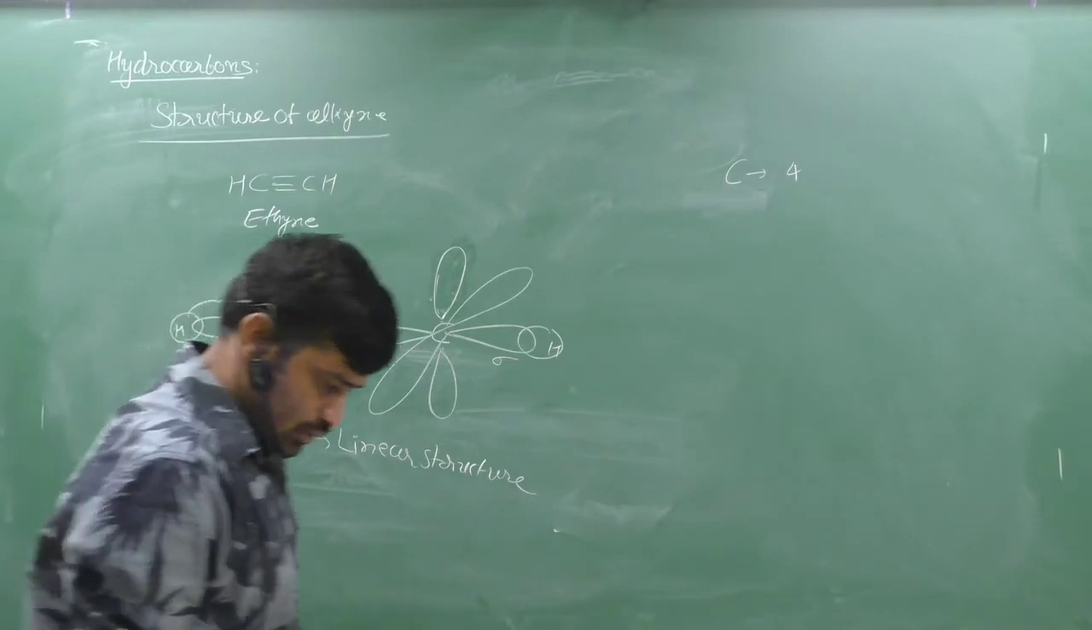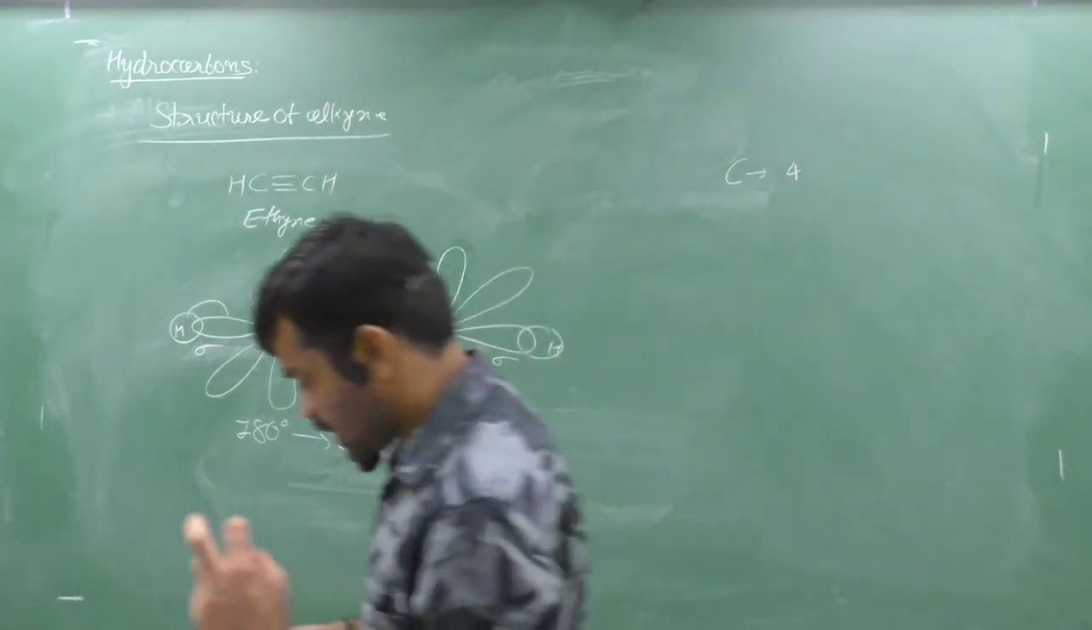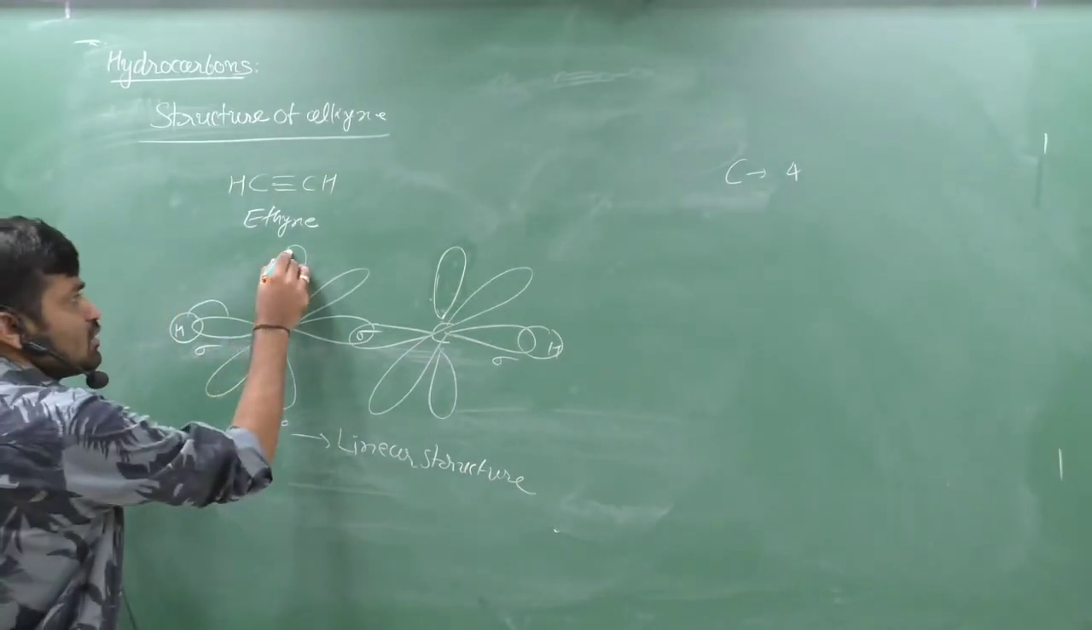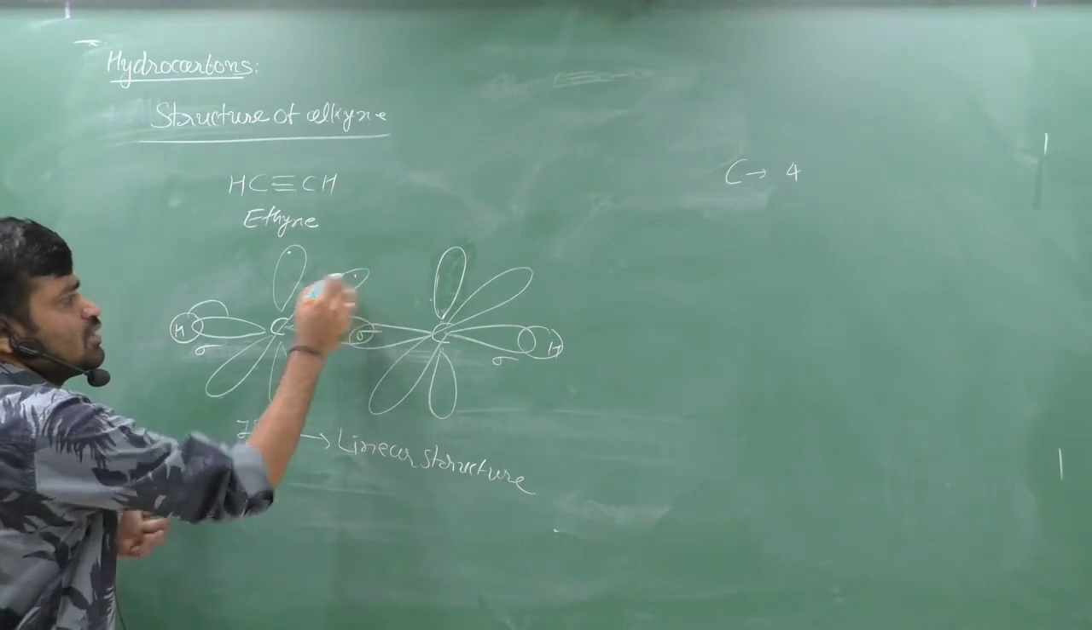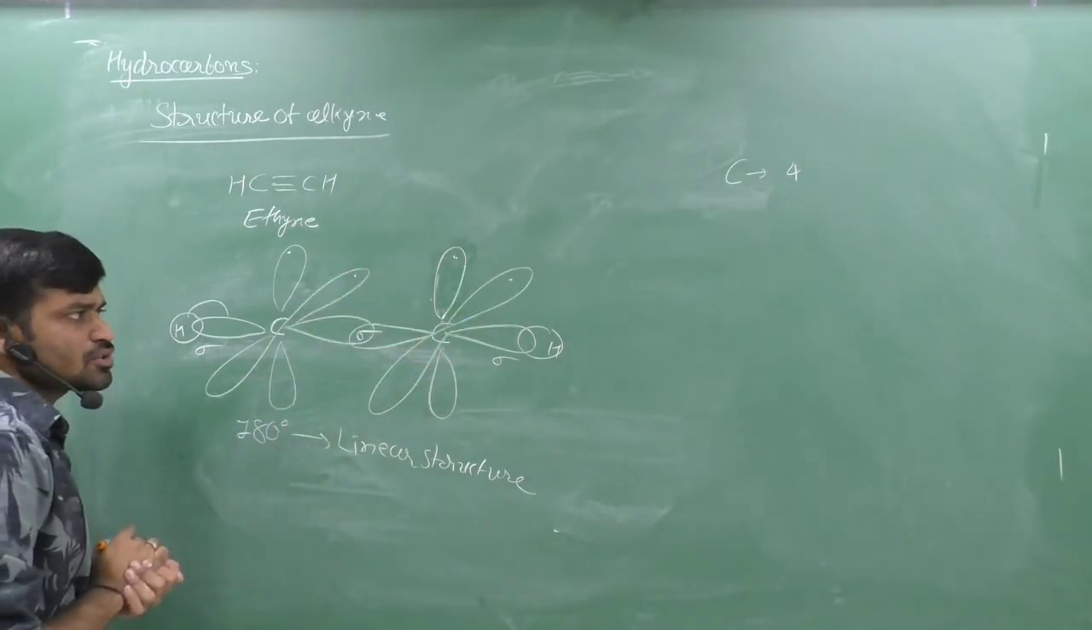Clear? So remember that now 2 p orbitals of carbon are available for bonding. One electron is in this lobe and one electron is in this lobe. Here also one and also one. Now these are made to combine.